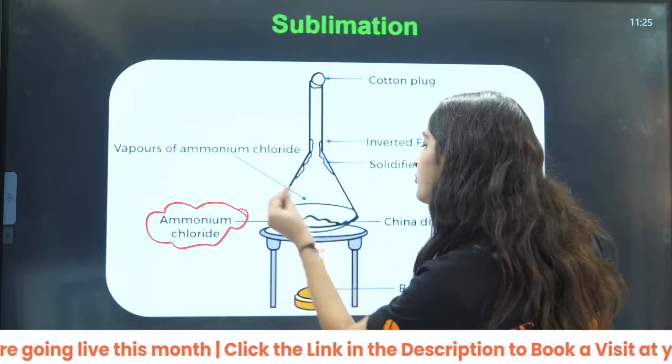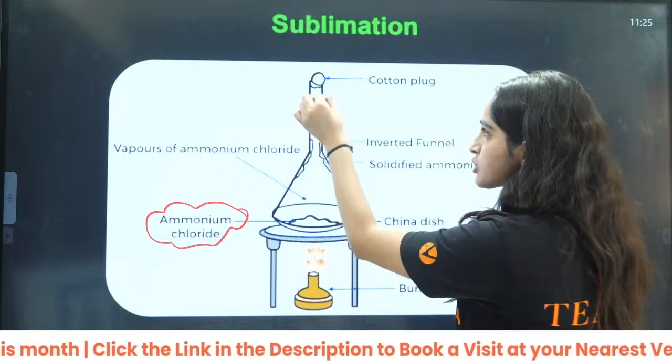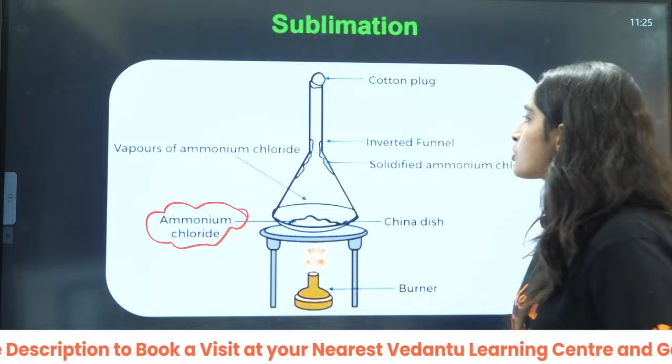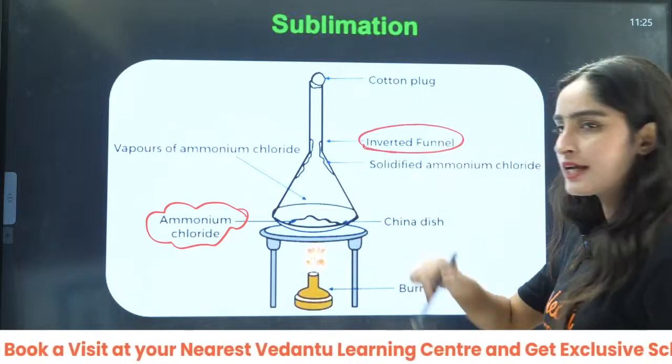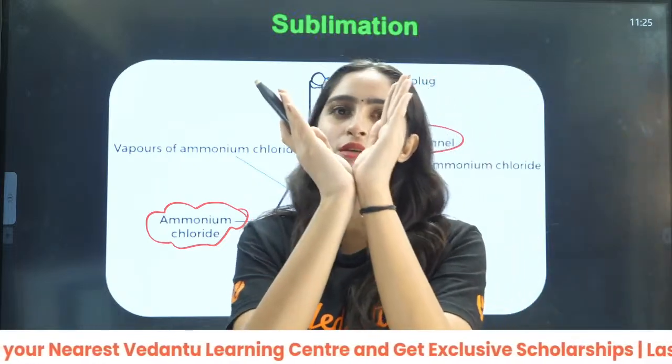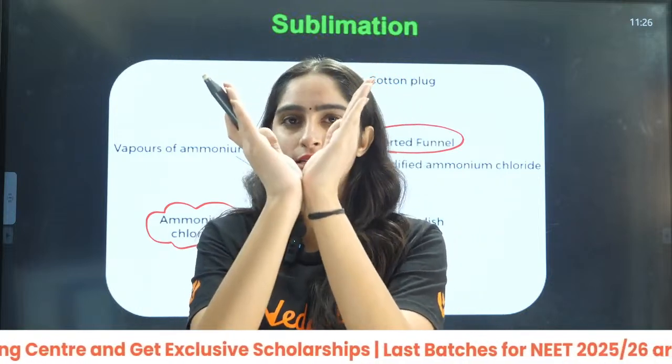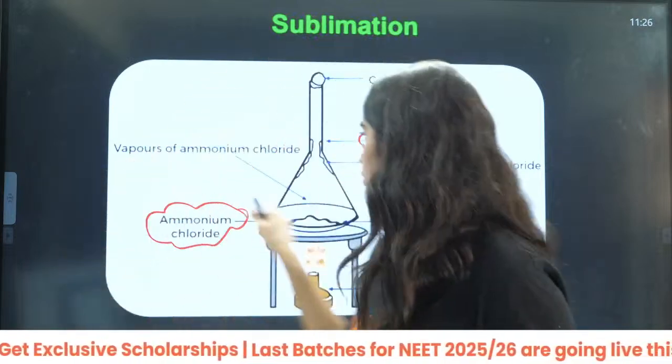So you have added ammonium chloride to it, right? There is an inverted funnel you have put here and there is a cotton ball here. So now, inverted funnel, right? What is a funnel? Funnel is like this and a thin pipe over here, right? This is the funnel. Now, when you invert it, it looks like this.